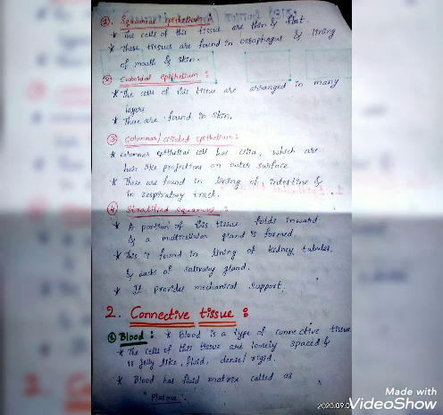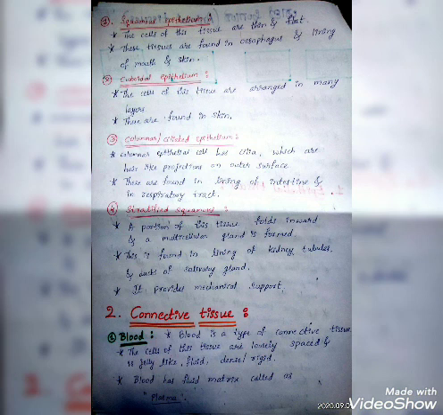Fourth one is stratified squamous epithelial tissue. A portion of this tissue folds inward and a multicellular gland is formed. This is found in the lining of kidney tubules and ducts of a salivary gland. It provides mechanical support to the body.